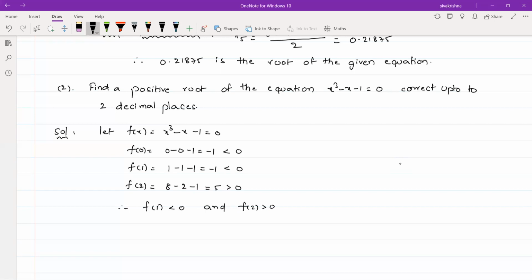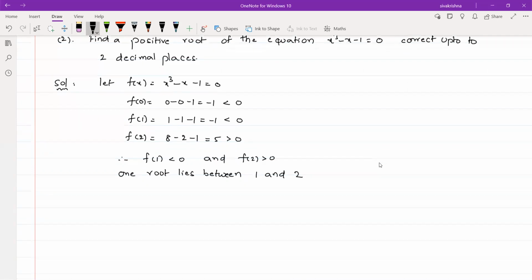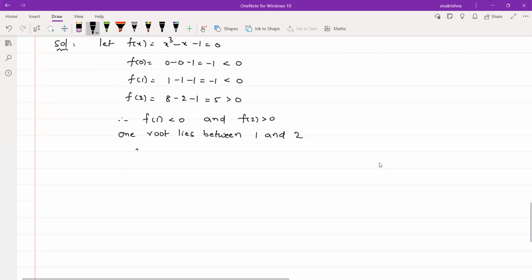So whenever the signs of those two numbers are opposite, then by a known theorem, that is the intermediate value theorem, we can say that one root lies between those two numbers. We can write: one root lies between 1 and 2. So if you want to find the first approximation, once again we have to write the signs of those two numbers. f of 1 has a negative sign and f of 2 has a positive sign. So we have to underline this step.